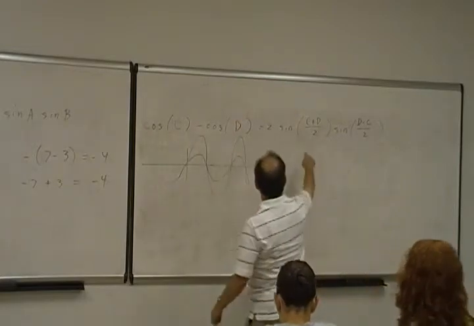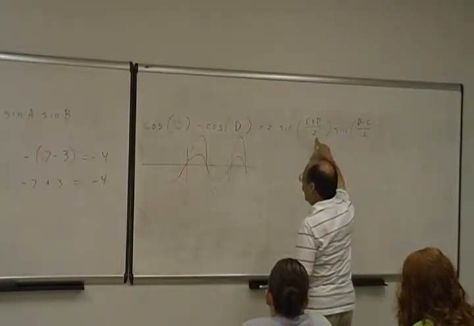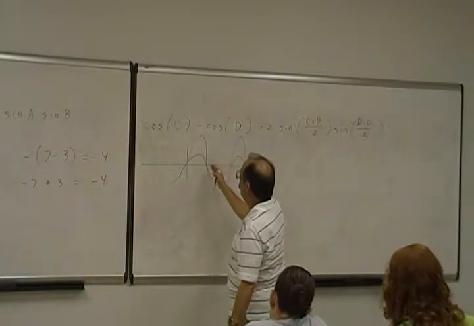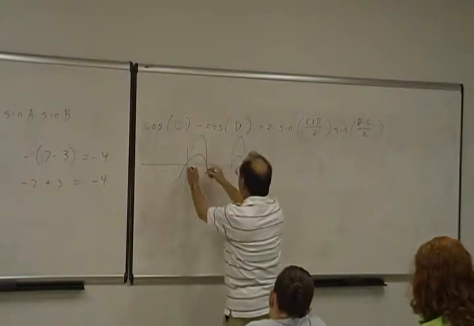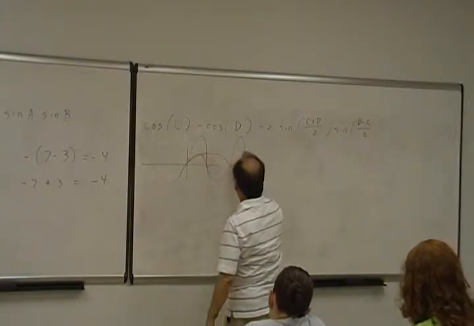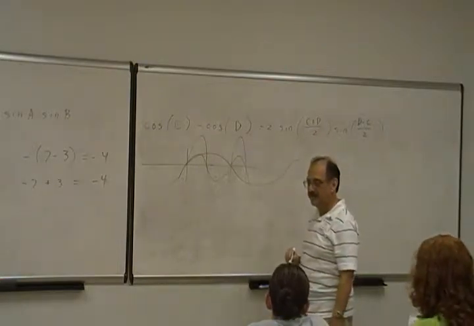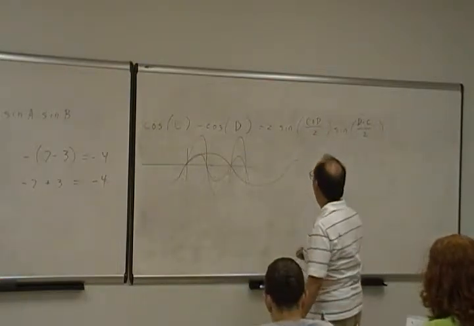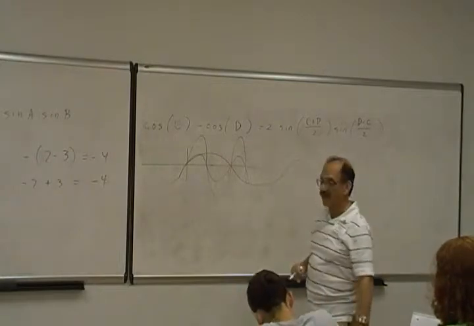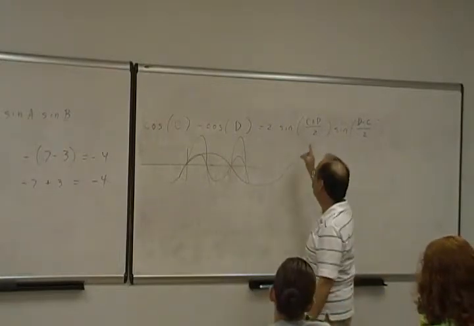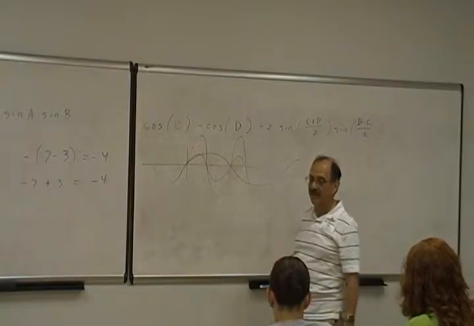Stretches it vertically. The 2 or half inside stretches it out in this direction. Those two things are not the same kind of operation, multiplying inside and multiplying outside.